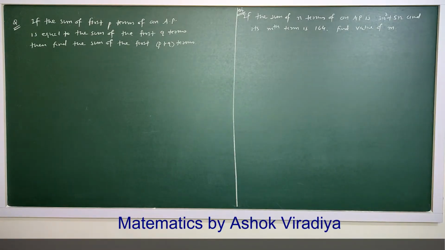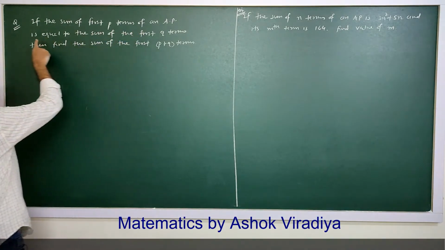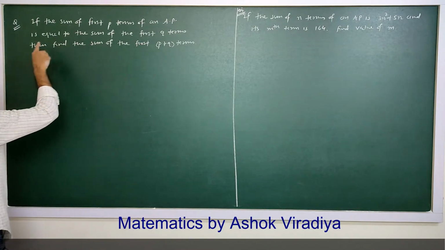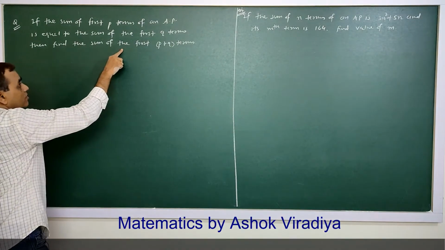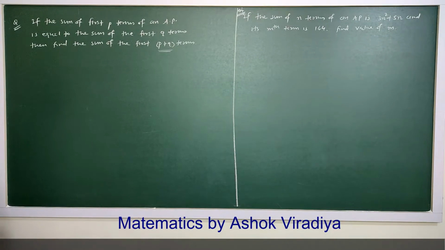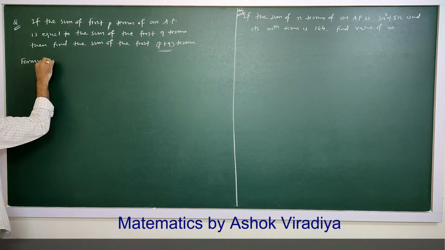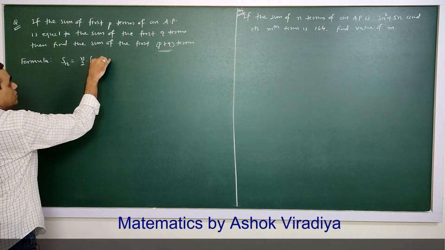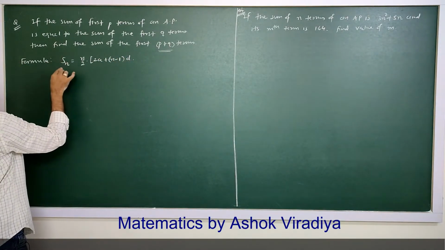Now next question. If the sum of first p terms of an AP is equal to the sum of first q terms, then find the sum of first p plus q terms. Say formula, sum of first n terms is n by 2 into 2a plus n minus 1 into d. So we are applying this formula.